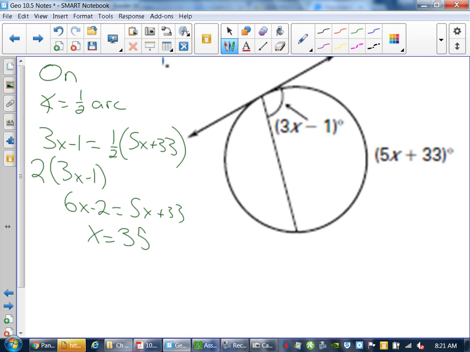So you will build into the algebra, but we just start it slowly as we go through, that's all. Okay? Outside, inside, on. That's all it is.